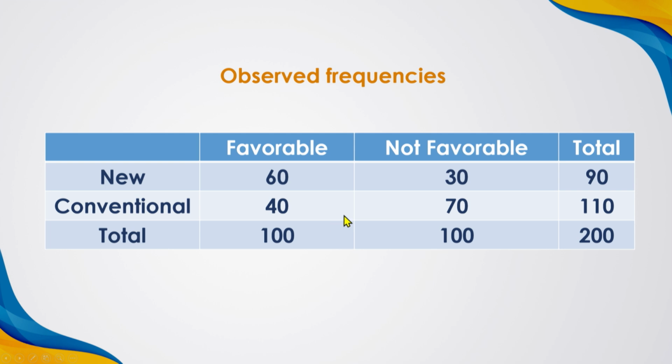One more interesting part is that the totals speak about the individual groups. The 90 represents how many people are taking the new treatment. Similarly, 110 speaks about how many people are taking the conventional treatment. Then 100 speaks about the favorable cases, and similarly the other 100 speaks about the not favorable cases, and finally the 200 represents your overall number of cases, that is your grand total.